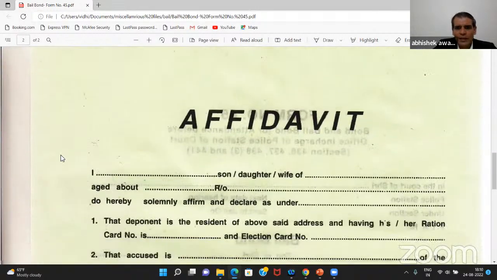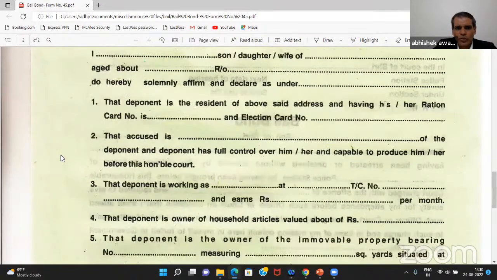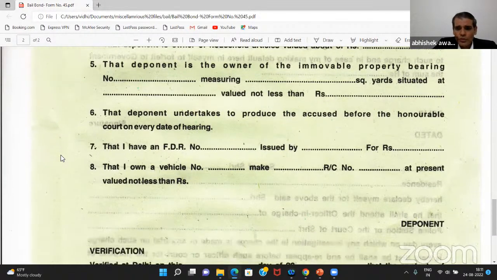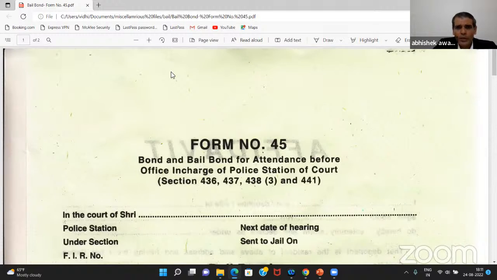Now comes the affidavit. The affidavit has to be filled in by the surety. Generally, the seventh option is ticked by the surety, that I have an FDR. Generally, the courts here in Delhi ask the surety to deposit an FDR, a fixed deposit receipt issued by a bank, for whatever amount is decided by the court. An FDR equivalent to that is created and deposited with the court, and the court endorses a stamp on the back of the FDR. So the deponent's affidavit is prepared. So this is the specimen of a bail bond, form number 45.